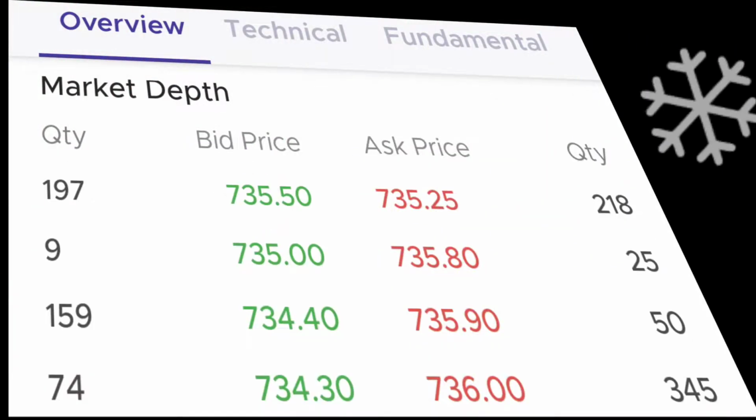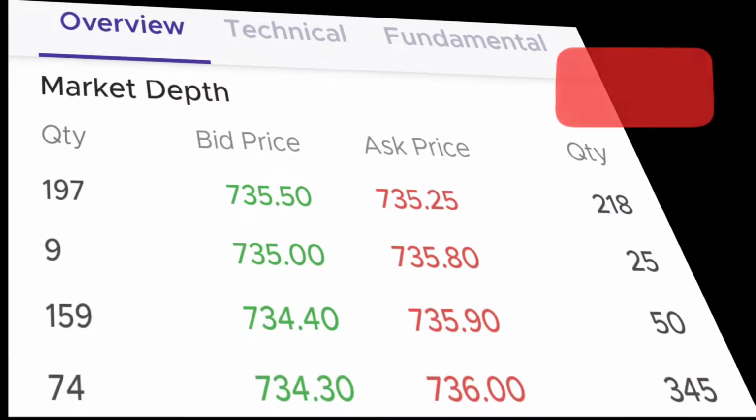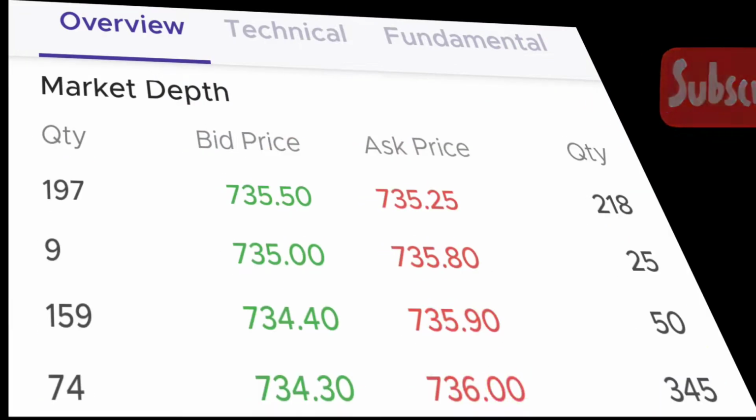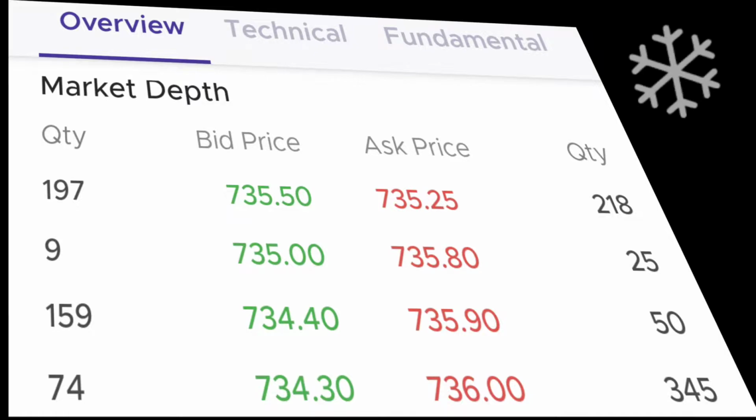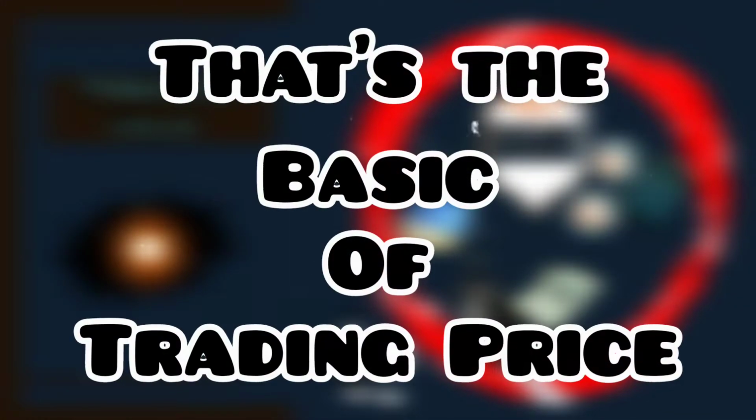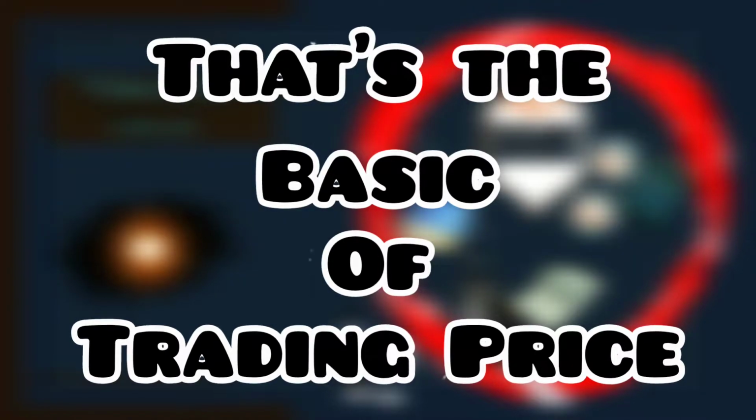For taking a trade you should go into the particular stock, where you find market depth. There you can take your trade at the current rate or market price, and you can also place a trade at the price of your choice. That's the basic of trading price.